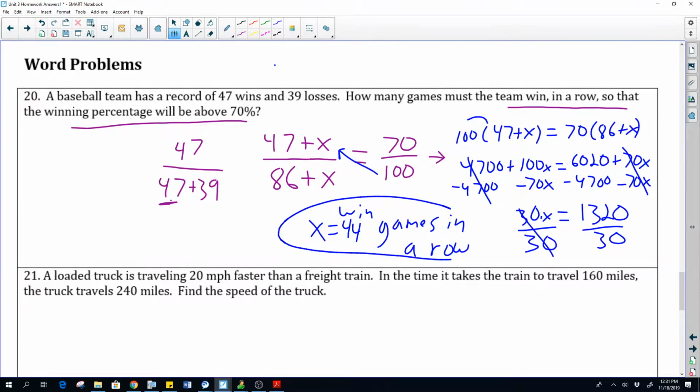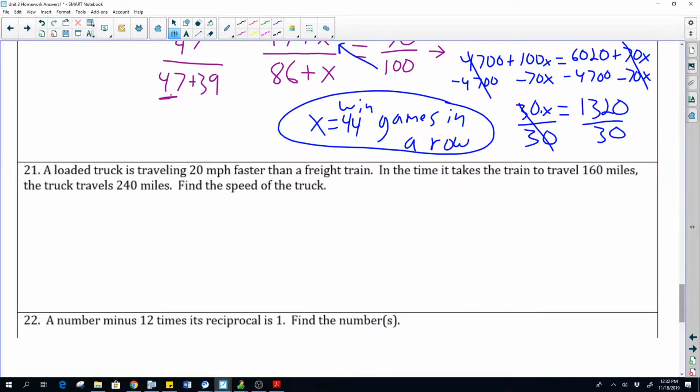Kind of a tricky setup there, wasn't it? So this next one is more like what's going to be on the test, because you've seen this on the homework. So we have a truck going 20 miles faster than a freight train. Let's say that it takes the train 160 miles, and for every 160 miles the train goes, the truck is traveling 240 miles. Cool. Hardest part is setting it up, right?